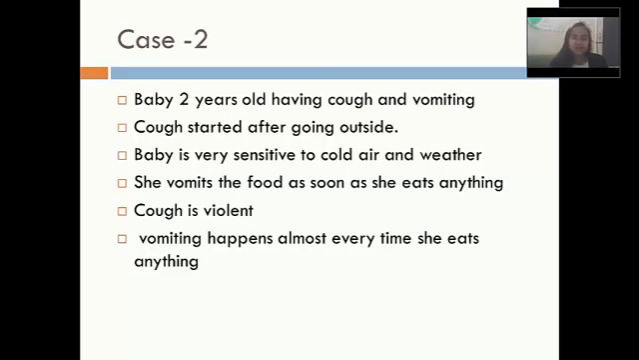In this case, this 2 years baby came to me, female, and she had a lot of cough and vomiting. Cough started after going outside. Her mother said that we went to Gujarat for 2 days, and then this cough started. And this baby is very sensitive to cold air and cold weather. She vomits the food as soon as she eats anything. So mother said that she's not eating anything at all.